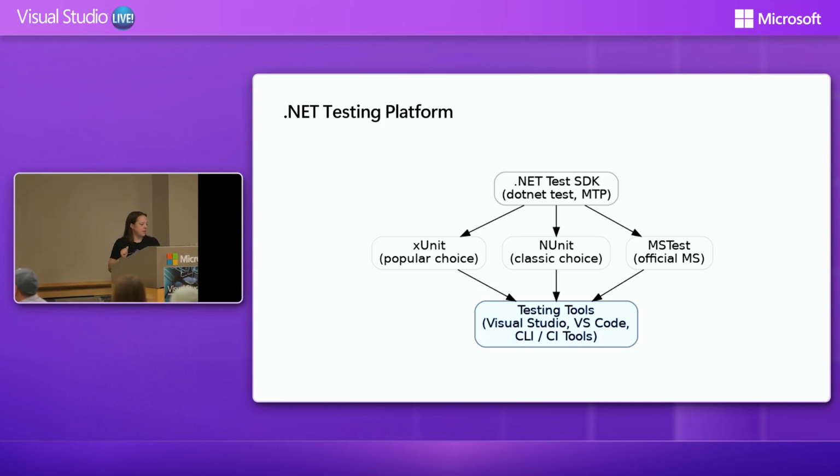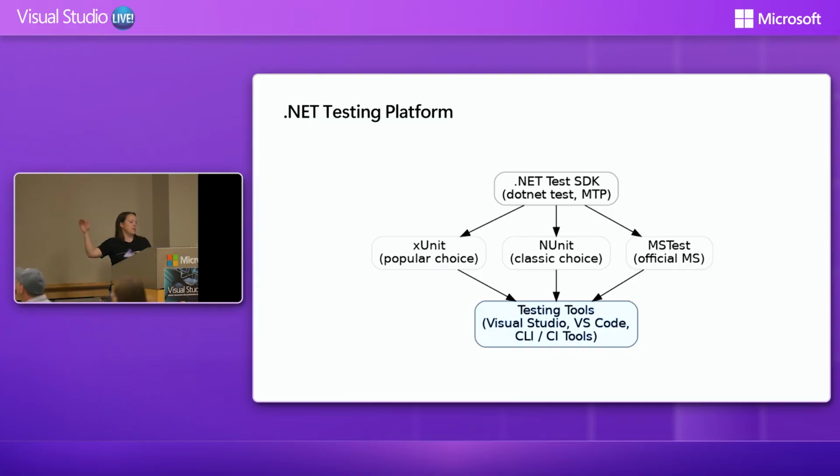Some of the things that are new is MTP, which you'll see on top of the .NET Test SDK, which is really at the root. It's the foundation of all testing in Visual Studio. The modern test platform is the next generation runner that's new in 2022. It helps you run tests more performantly, reliably, and it's also cross-platform along with the SDK itself.